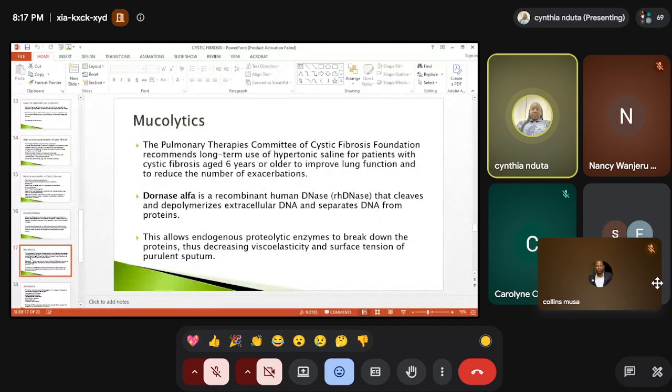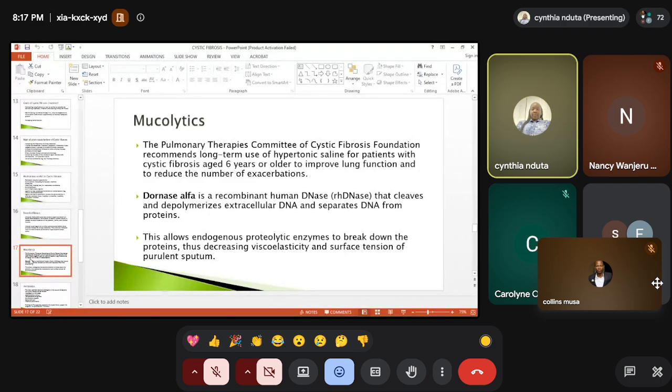Then we have mucolytics. So for all the patients who are 6 years and below, we actually just use hypertonic saline. Hypertonic saline is usually adequate, and I believe that most of us have dispensed or come across it. It is even what we use in pediatrics, not only for cystic fibrosis, but even for bronchiolitis infections.